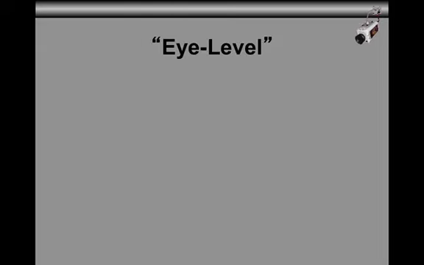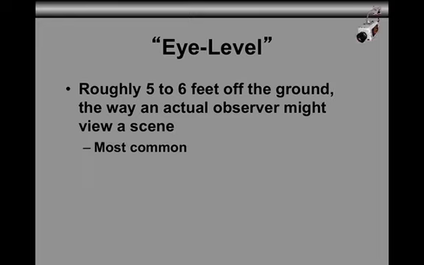Eye level shots, or angles, are roughly 5 to 6 feet off the ground. This is the most common type of camera angle, and it's the way an actual observer might view a scene in daily life. And that's the reason why it's the most common, because we tend to observe the world at eye level 90% of the time.